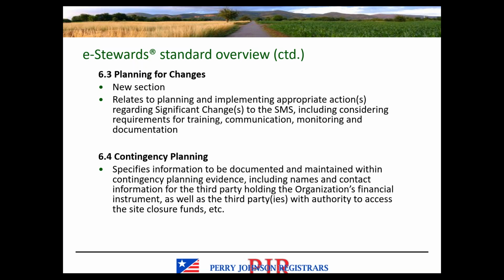6.4 covers contingency planning. It specifies information that's to be documented and maintained within the contingency planning evidence for the organization, including names and contact information for the third party holding the organization's financial instrument, as well as the third party or third parties with authority to access the site closure funds. So this would be in regards to planning for closure.